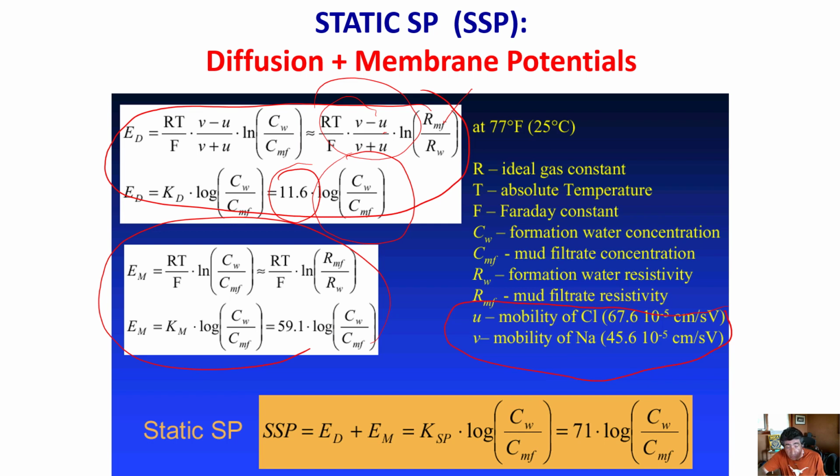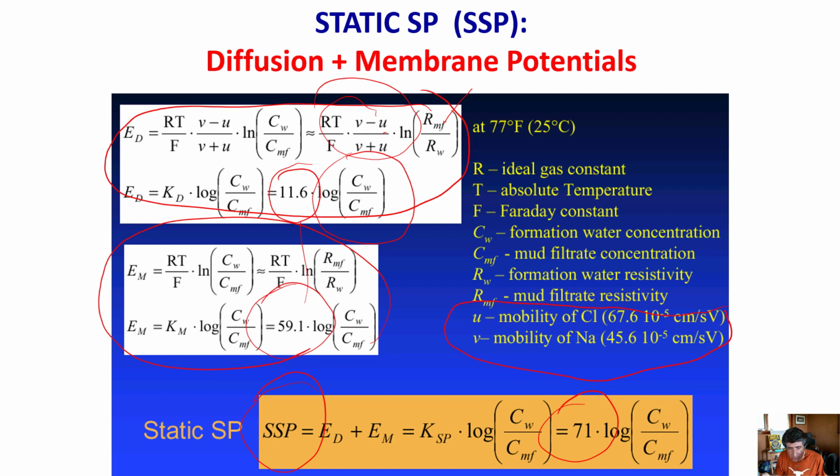Now, for the case of membrane potential, the mobility of one of them is 0.1 and the other one is 0.8. So if you take those into account and you take the difference between 60.7 and 45, with their respective 0.9 and 0.1, then you end up with this value of 59.1. So if you sum the two, we come up with a value close to 71. And that's how this value comes into perspective here.